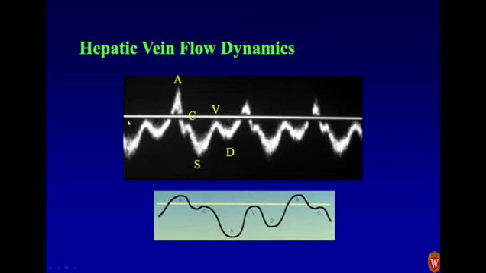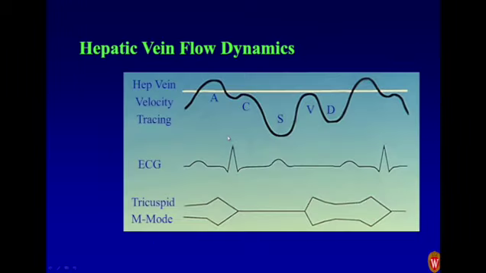So these little bumps on the hepatic veins, these velocity variations, have labels to them. It's the A, C, S, V, D. All right, what does all this mean? What's it all for? Let's take a little time and digest this hepatic vein tracing. So here I've got an EKG tracing, electrocardiogram. Here's a tricuspid M mode tracing, and here's our Doppler tracing.